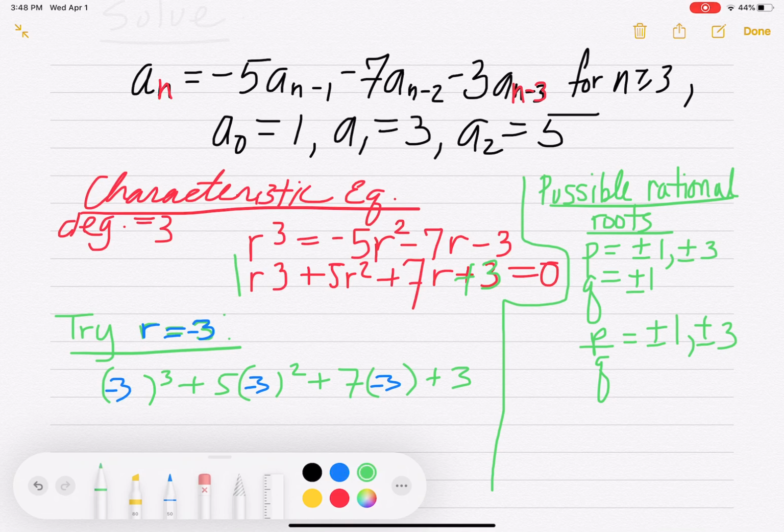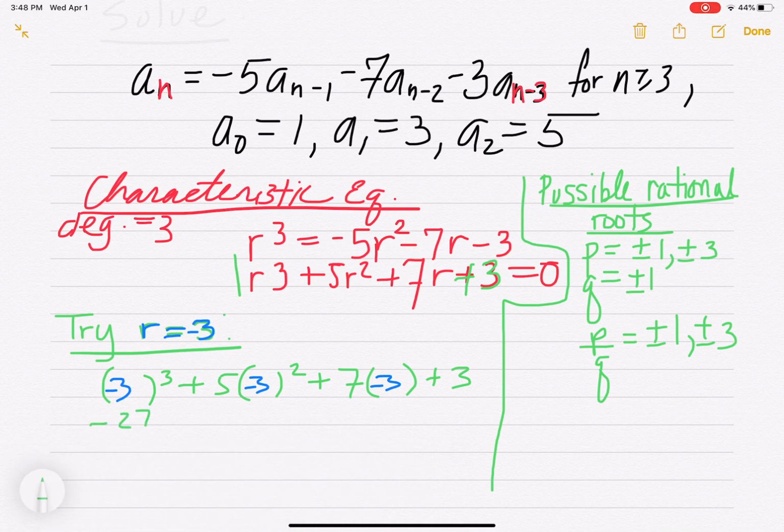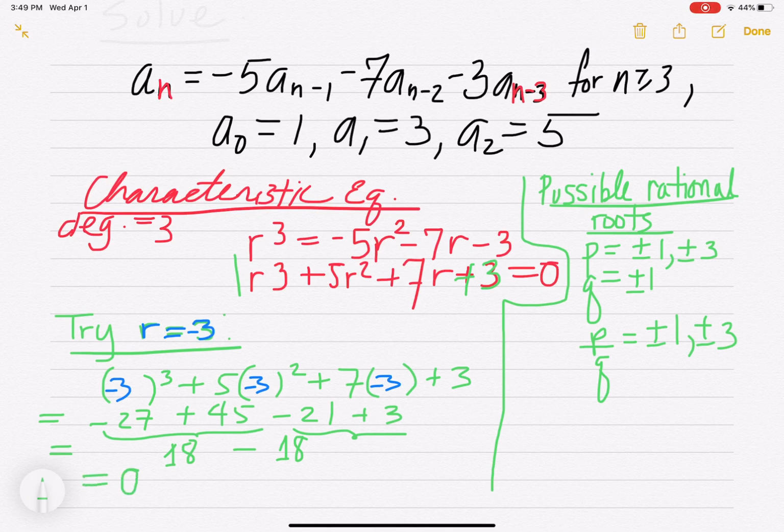All right, so here you're going to have what? -27. 9 times 5 is going to be 45. -21 plus 3. So the first 2 give you 18, right? And the second 2 give you minus 18. It's going to zero out. Aha, we found a root. -3 is a root.